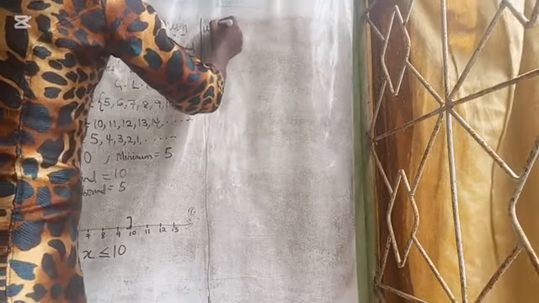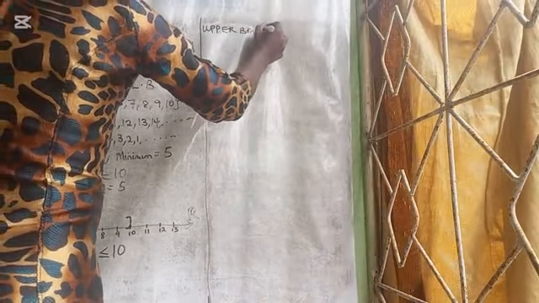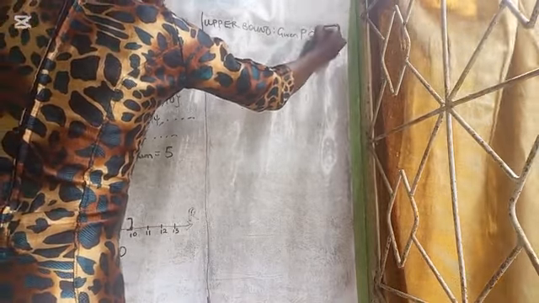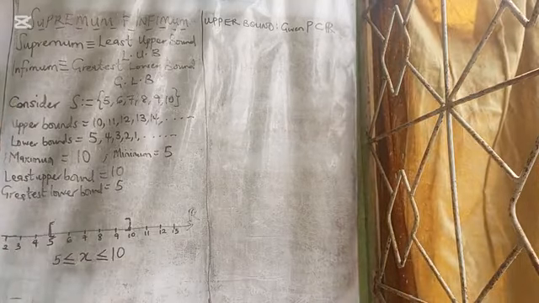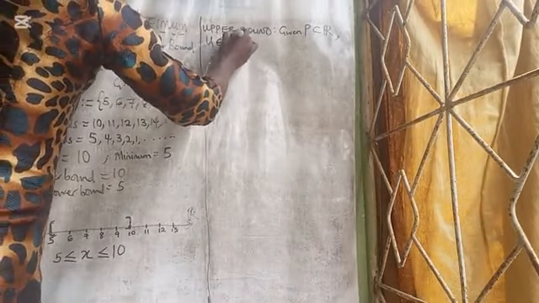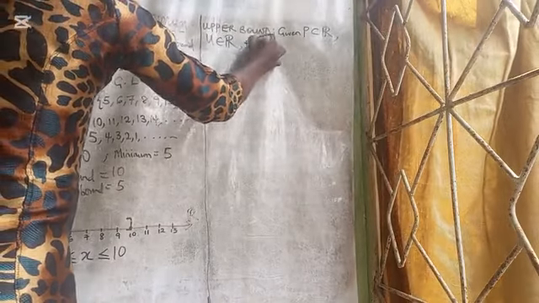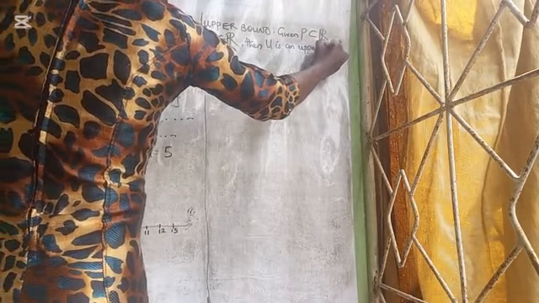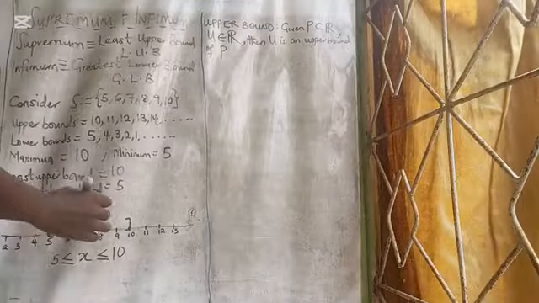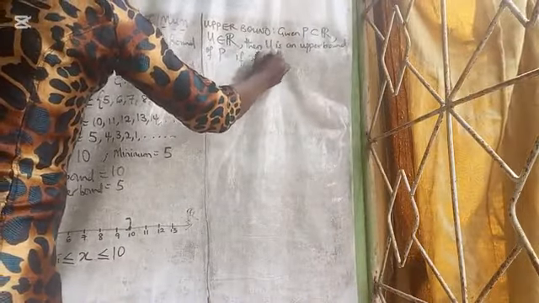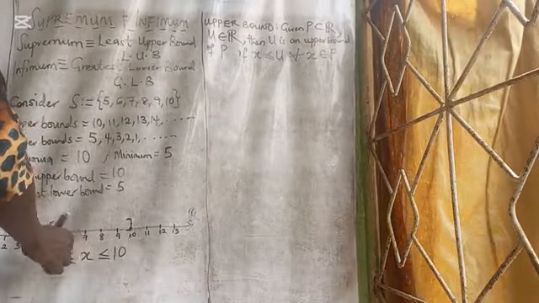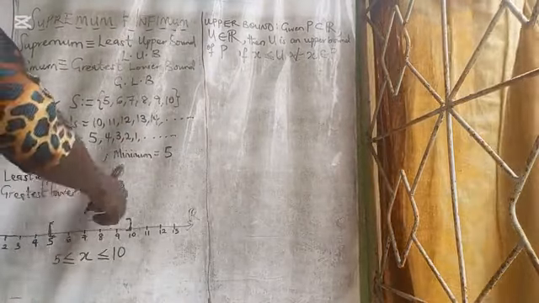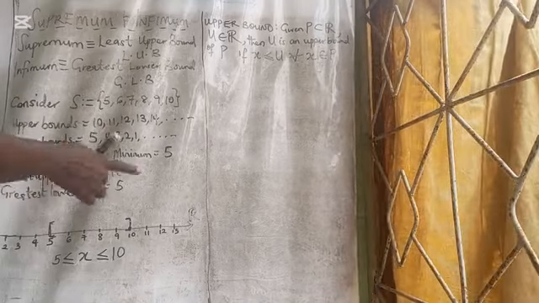Let's define upper bound. Given P contained in the set of real numbers, so if we have a sequence P defined as such, contained in the set of real numbers, such that U is also an element of R, then U is an upper bound of P if x is less than or equal to U for all x belonging to P. That's why I said every other element in the set must be less than or equal to our upper bound.